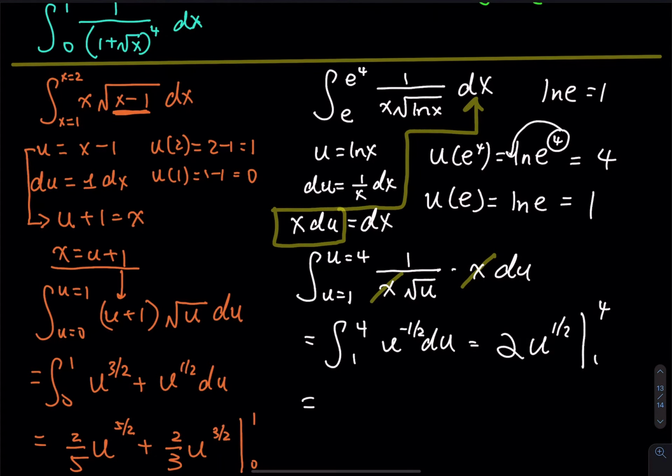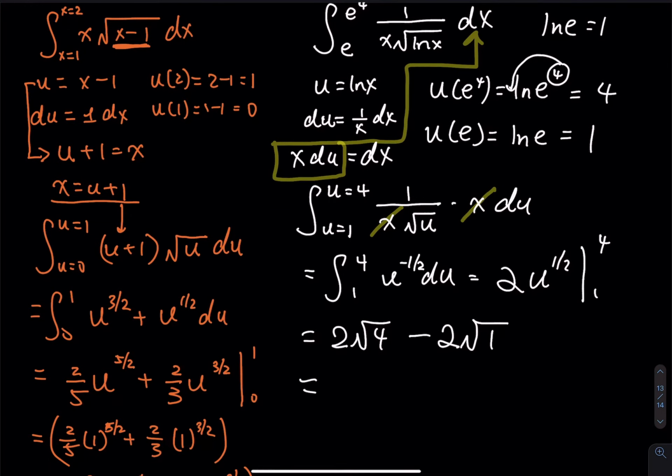So this is 2 times the square root of 4 minus 2 times the square root of 1. This is called the fundamental theorem of calculus. That is 2 times 2 right here. So 2 times 2 is 4, minus 2. The answer is equal to 2. So that is the answer to the second integral.